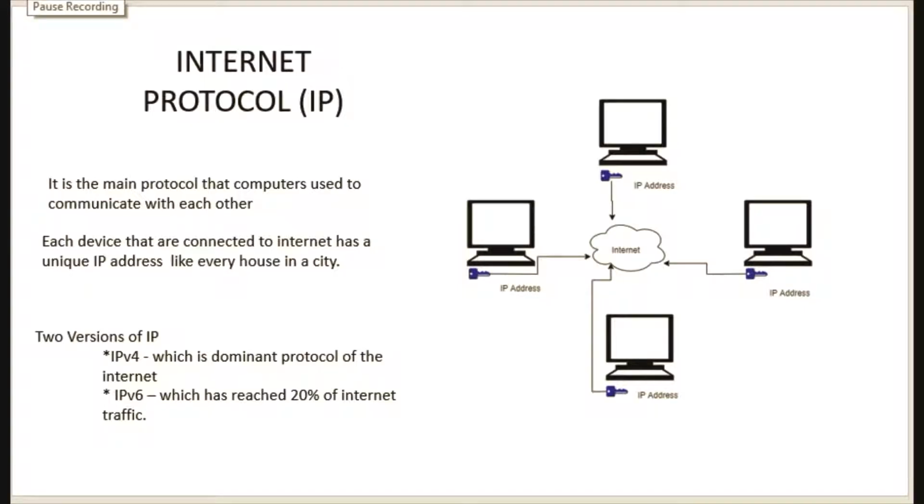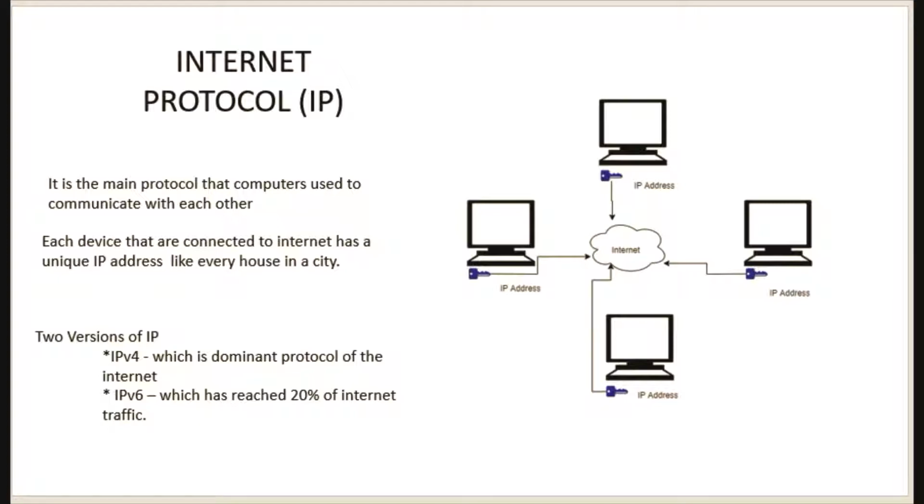Accordingly, the basic idea of Internet Protocol is that it is the main protocol that computers use to communicate with each other, and each device that is connected to the internet has a unique address. Like every house has an address, every house in the city has an address. Similarly, each device that is connected to the internet or a network has a unique IP address.